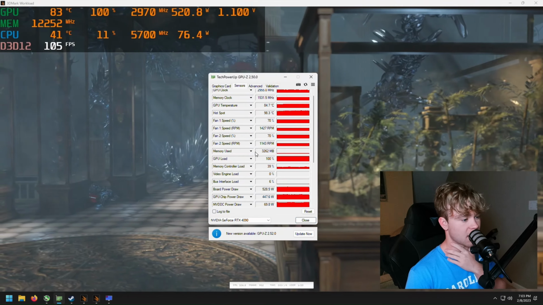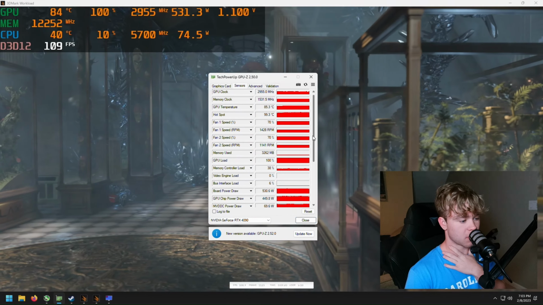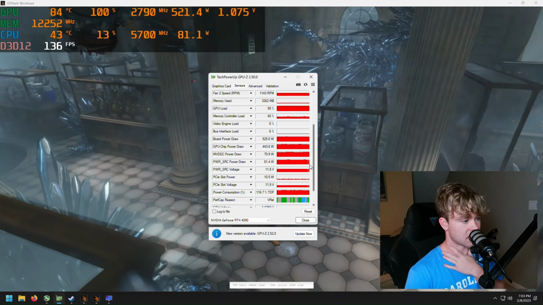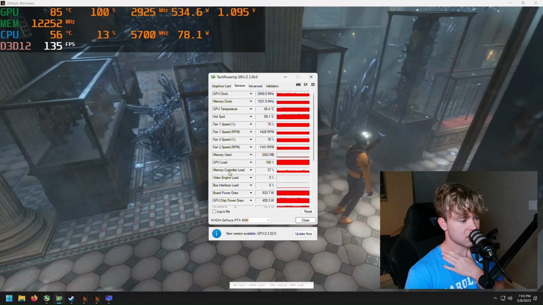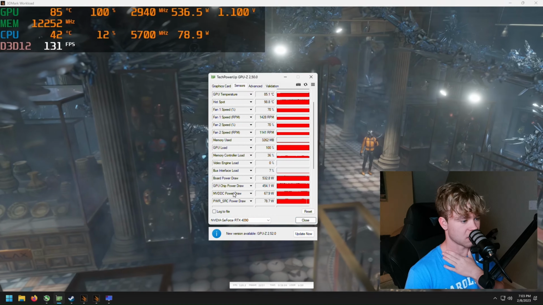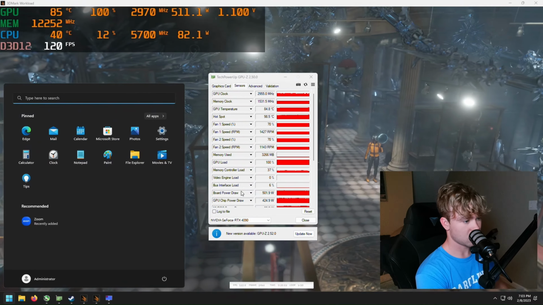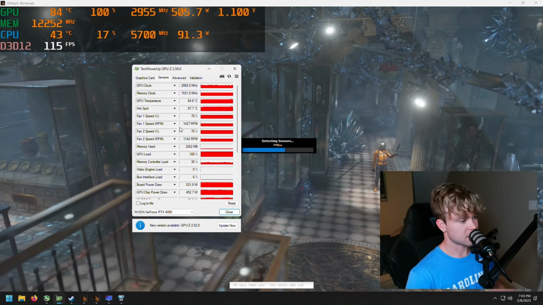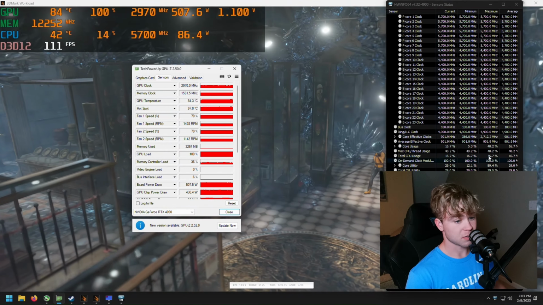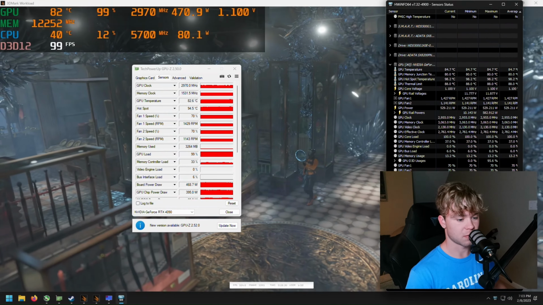If we look here at GPU-Z, one thing I also want to look at is the temperature of the memory. Let's see if it is here. If not, we need to pull up HWiNFO. While we're at it, let's look at the hotspot. As you can see, hotspot is hitting 100 degrees. That is very hot. That's something we don't want to see.